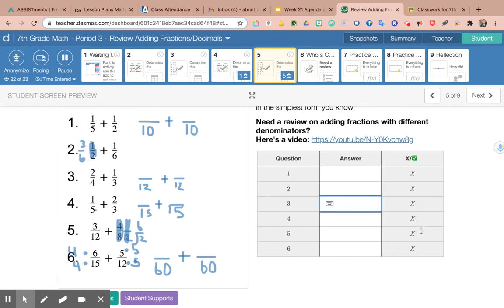Once you have all green check marks, you are good to go. We will finish 6 through 9 tomorrow. Again, this is a review of fractions, so if you are a little shaky on it, I would watch these videos as well, because knowing how to add fractions will be important.